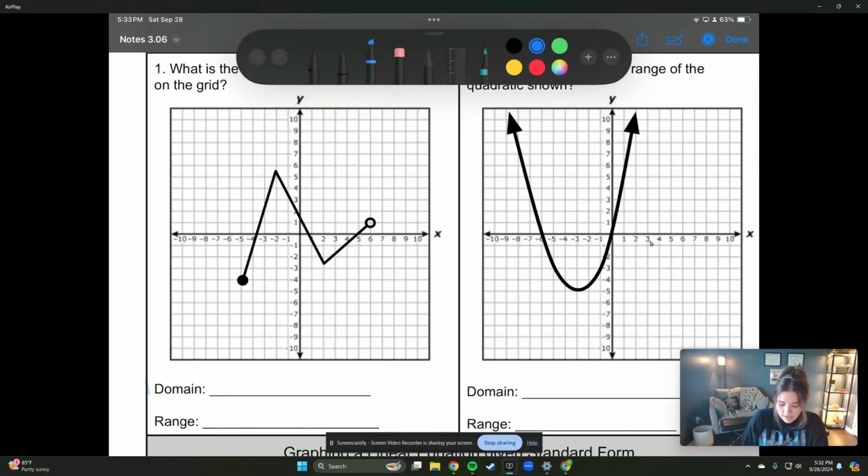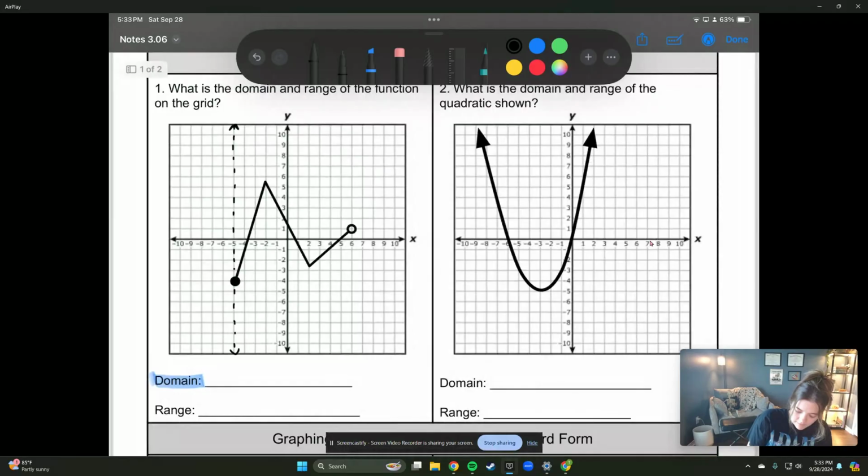Remember, domain is all of our x values, right? And if I'm looking at the graph, my x values are my horizontal, right? My left and my right. So you're going to start on the left. Okay, well, here it is right here. It goes all the way over to -5. Okay, all the way over to -5. Now, that means I can say, all right, -5.